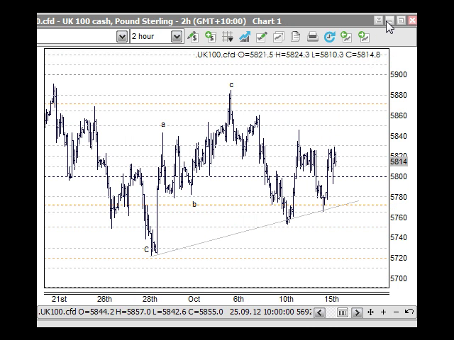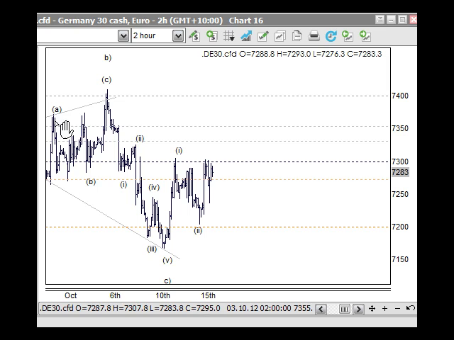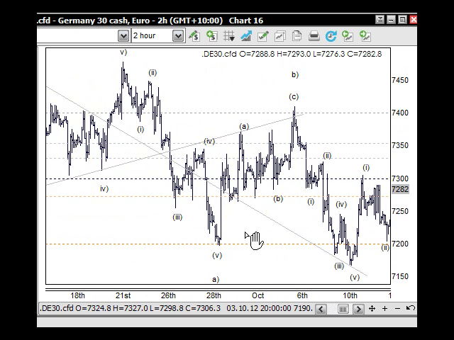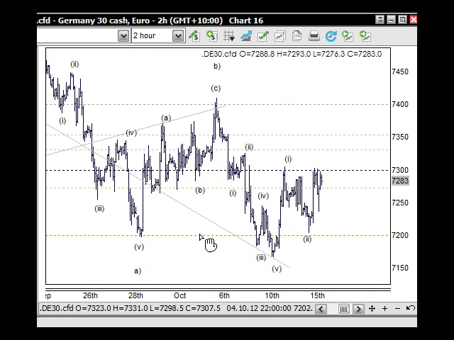Now, the DAX is the same as well. We've been looking at its A, B and C correction to the downside here, this 3-wave structure through here. We're following all of that, and the lows come in. In fact, the low for this came in much earlier than the US indices, so it actually gave us a lead into what was going on as well.